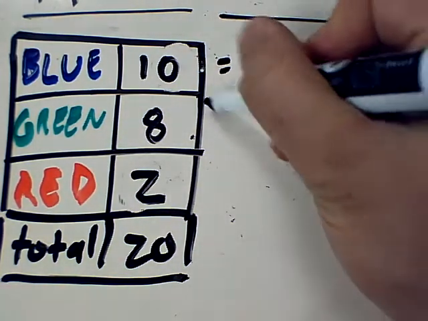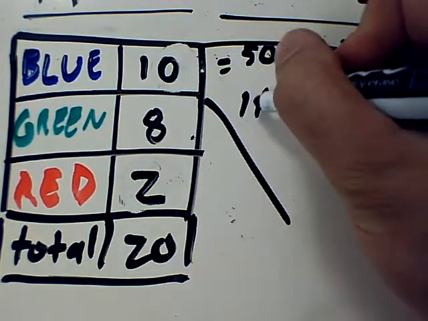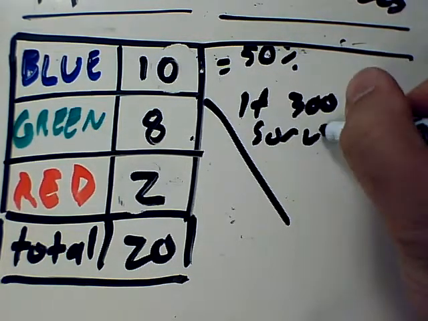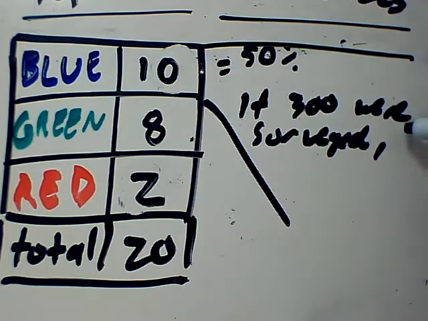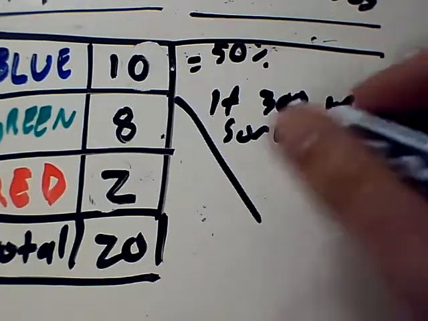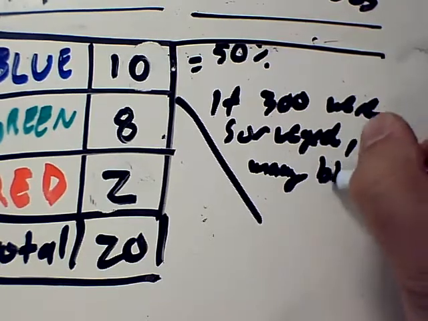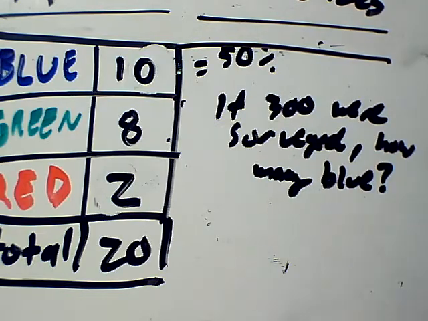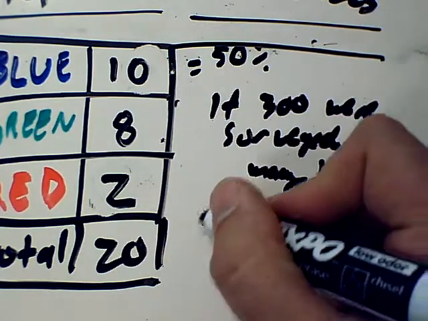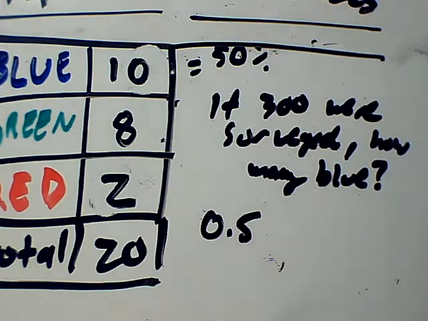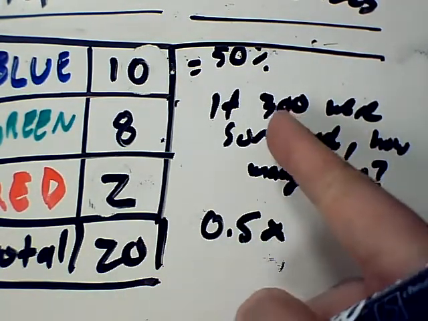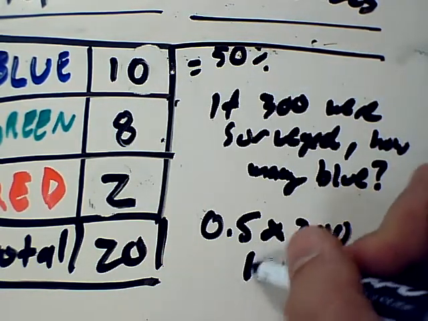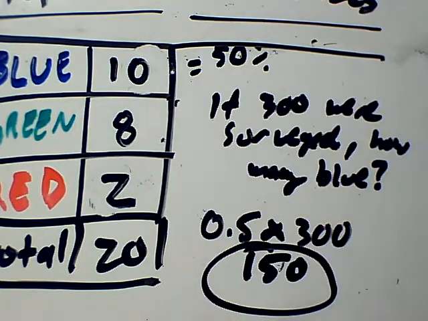Let's say I want to take that and infer, okay, if 300 were surveyed, how many would we expect to like blue? I'm of course paraphrasing for the sake of the question. If surveyed, how many would be blue? So I'll take that 50% number, convert it to a decimal, 0.5, and just multiply it by the new total, 300. 50% of 20 was 10. 50% of 300 should be about 150.